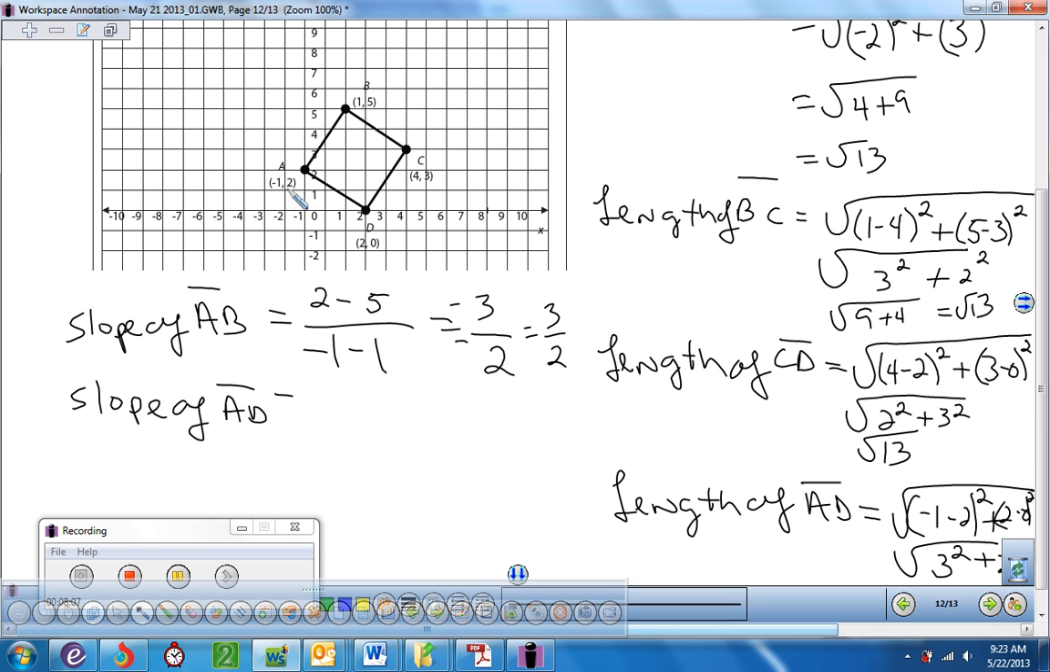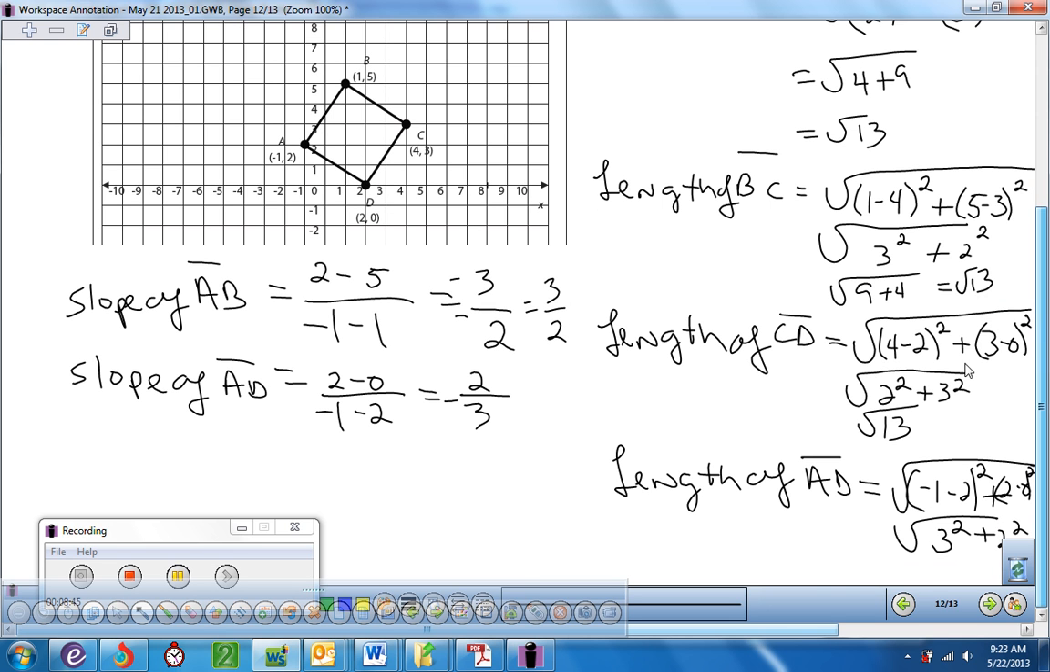We're going to end up with 2 minus 0 over -1 minus 2. So now we end up with 2 over -3, so the whole thing's negative. These two are perpendicular because they're negative reciprocals of each other. If I flip this and change the sign, I get this. If you wanted to check, you can multiply these two together and you would end up with -1. Those two are perpendicular to each other.